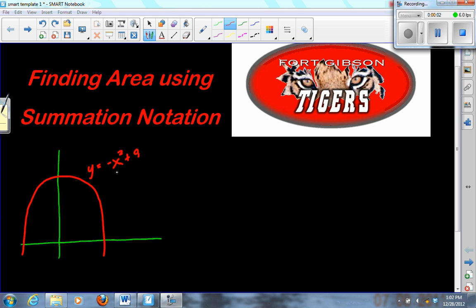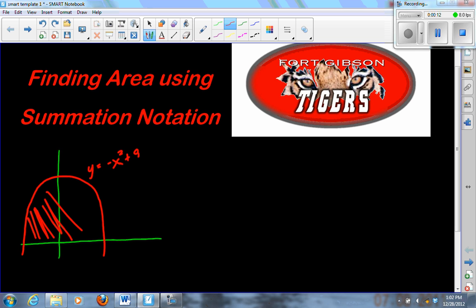So this is going to be about how to use summation notation to approximate area under a curve. So let's say we wanted to approximate the area underneath this very crude drawing of y equals x squared minus 9, but only between -3 and 3. That's where you can see that the graph kind of hits the x-axis right here.